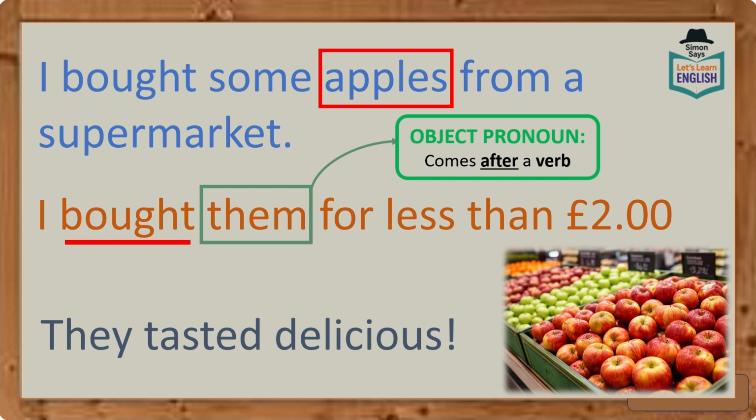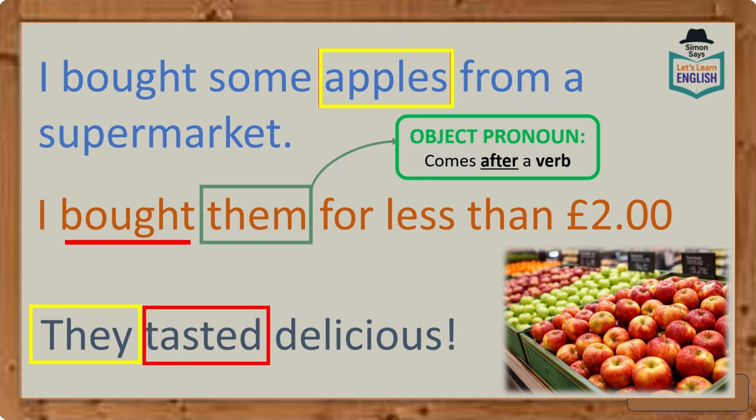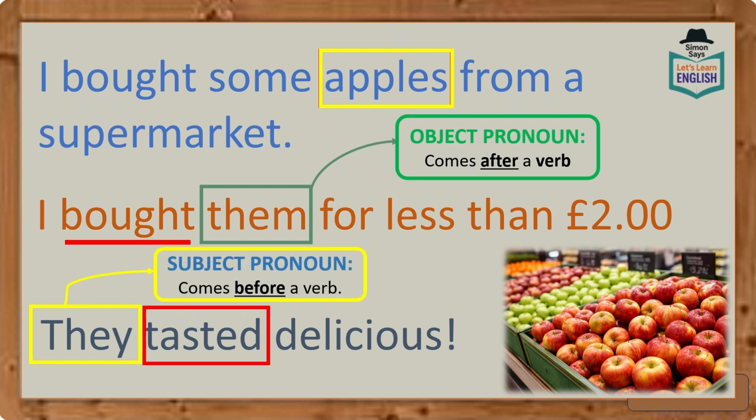Now in the last sentence, the word they is also a pronoun that replaces the noun apples. It comes before the verb tasted, so it is a subject. It's a subject pronoun.